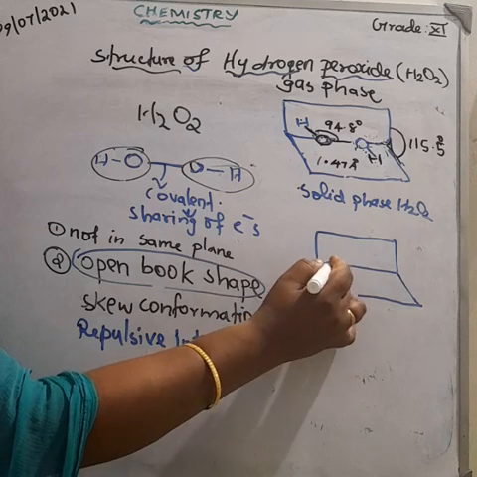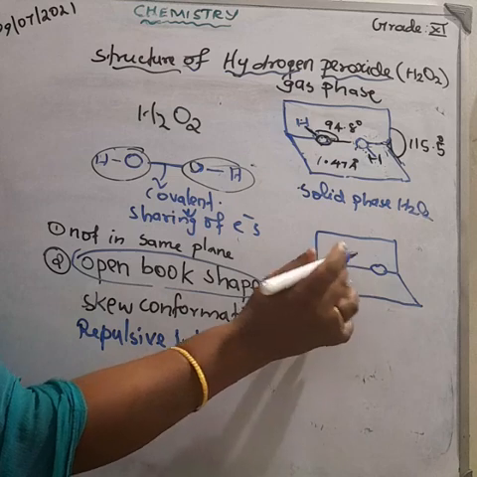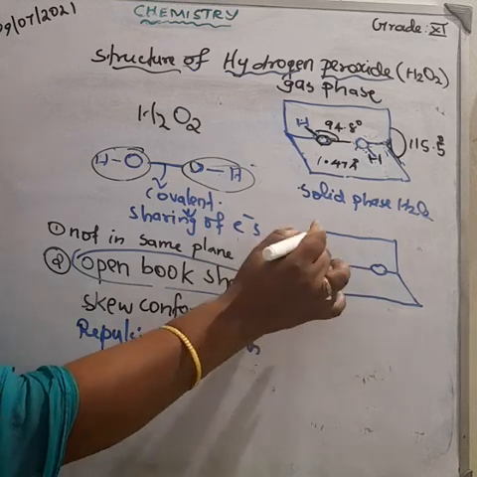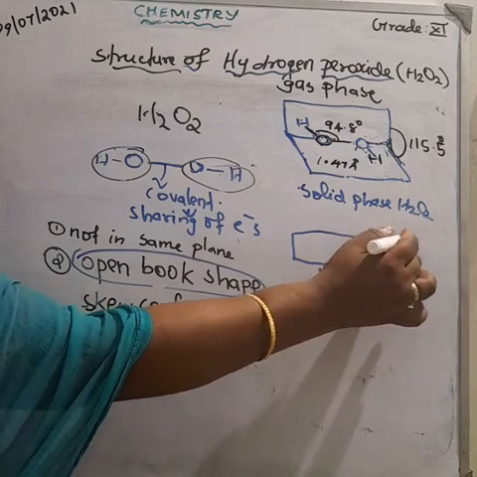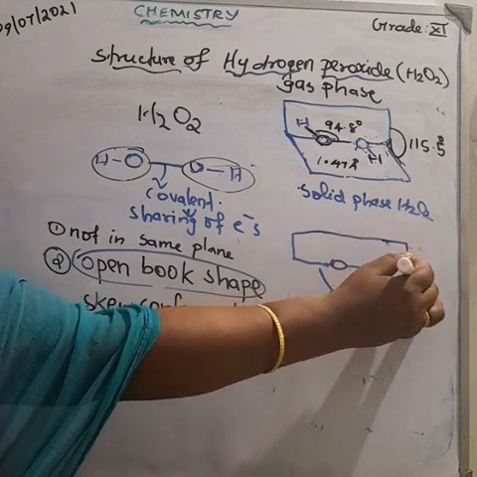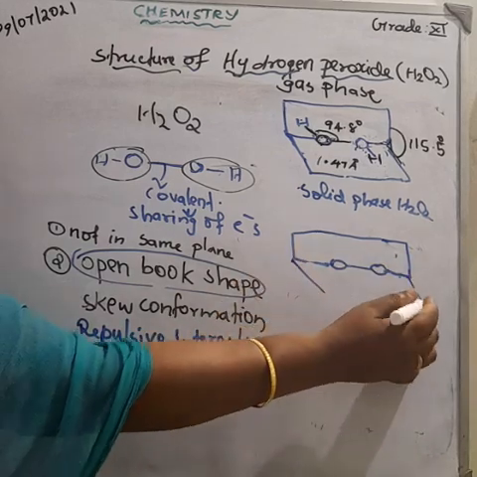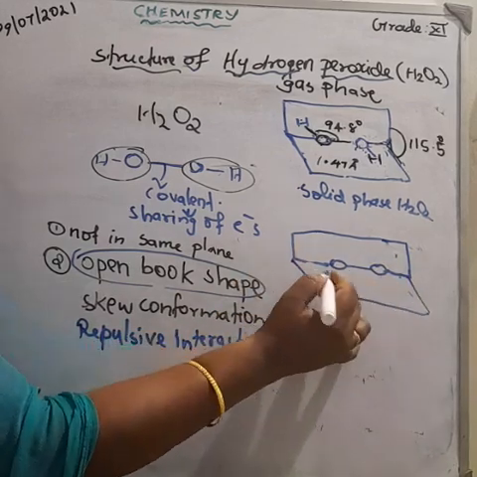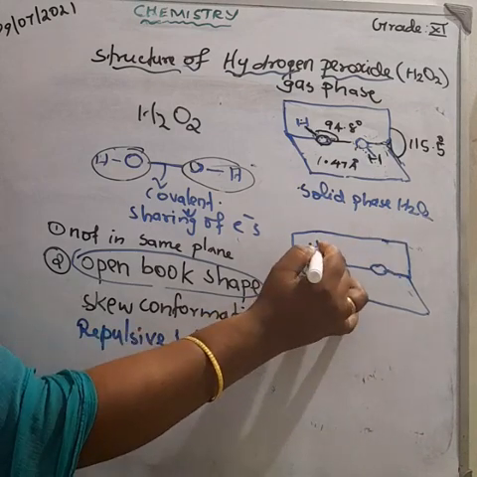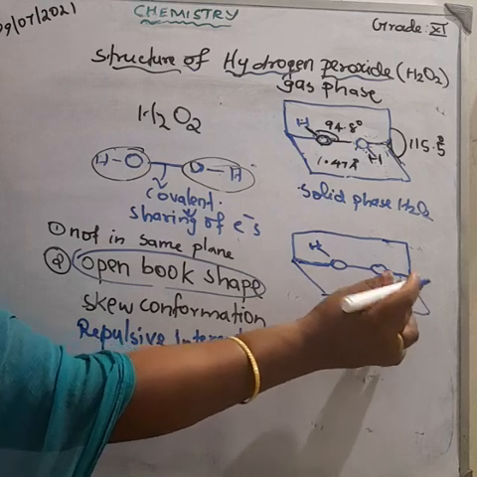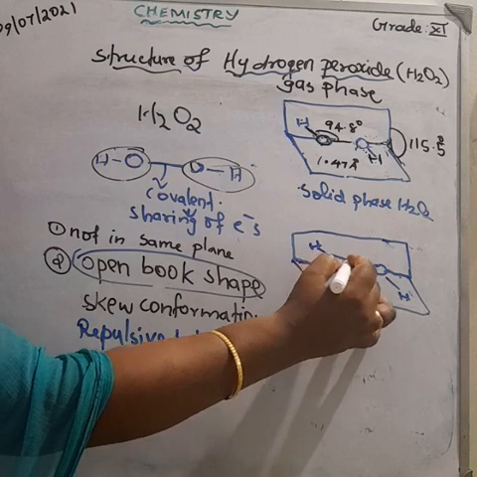and the two oxygen atoms can be considered to be lying on the spine of the book. The angle at which the book is opened is 101.9 degrees here, when hydrogen peroxide is in solid phase.